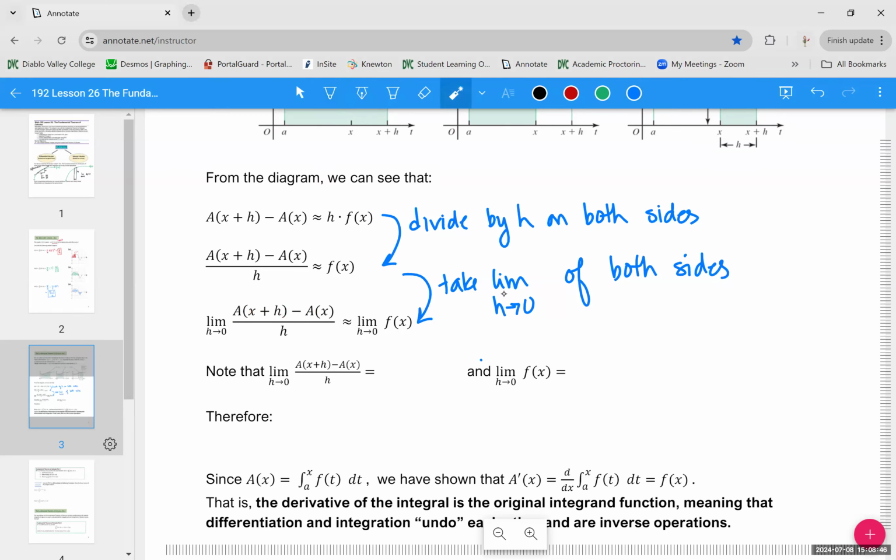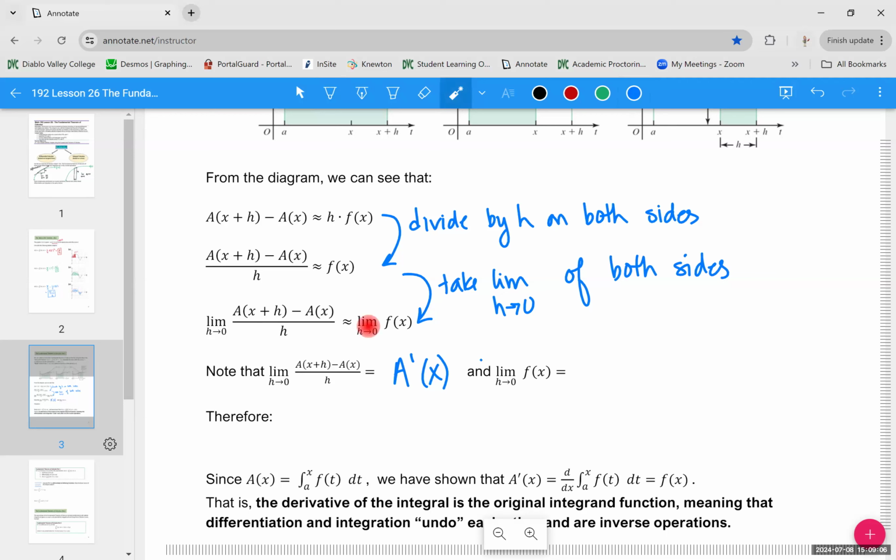Now take a look at this left side. What does this limit look like? Limit as h approaches 0 of a of x plus h minus a of x over h. That looks like a prime of x, doesn't it? In fact, that is the derivative definition for the function a.